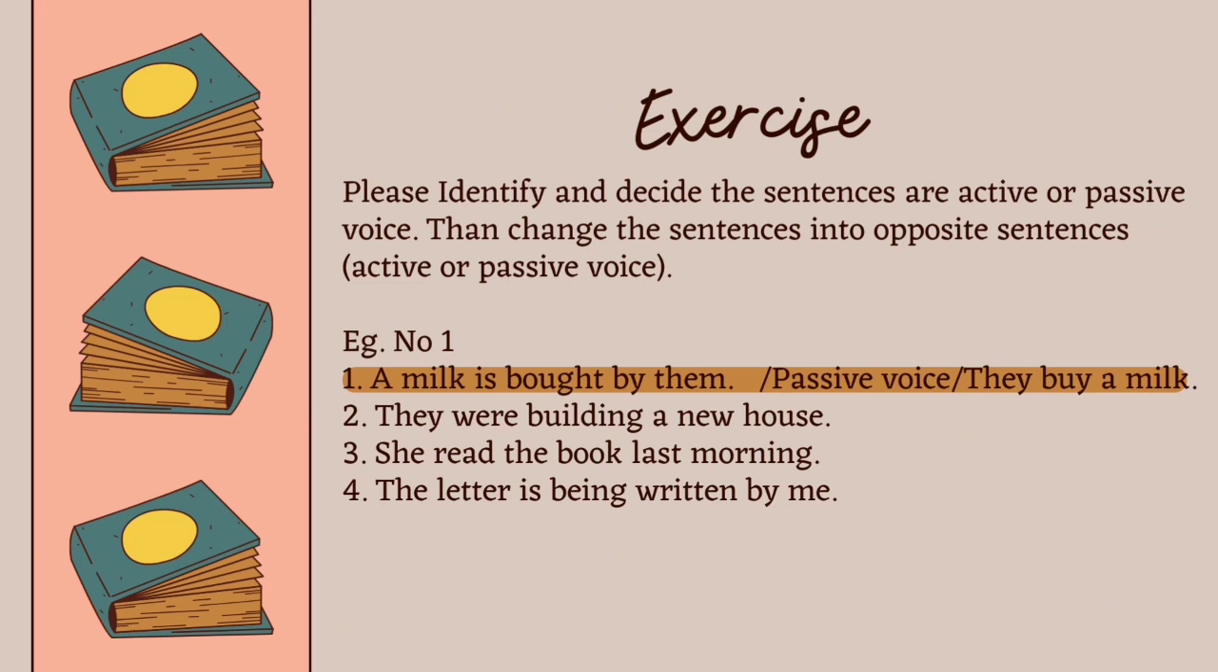The example for number 1. Milk is bought by them. I identify and decide the sentence is passive voice. So I change the sentence into the opposite, active voice. They buy milk. So for number 2, 3 and 4, I give you the chance to answer the exercise.